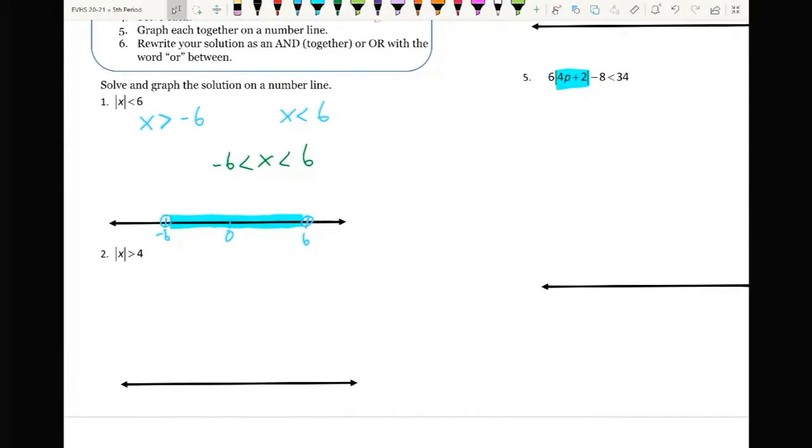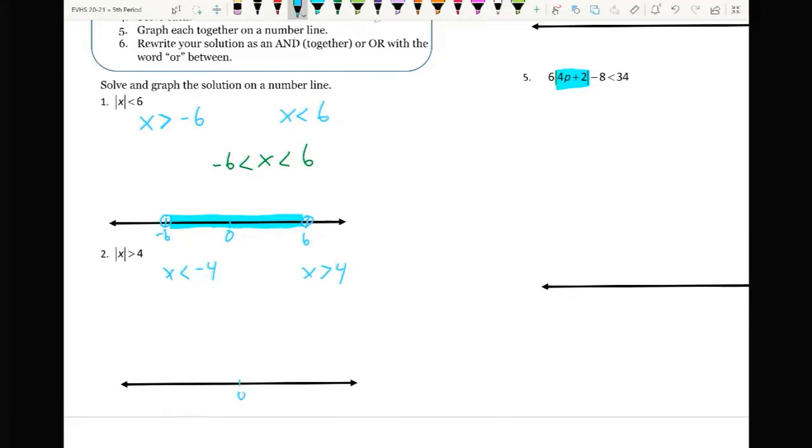Okay, so on number 2, we've got absolute value of x is greater than 4. Now remember, write the positive version on the right. So x is greater than 4. Write the negative version on the left. X is less than negative 4, making sure we flip that inequality sign.